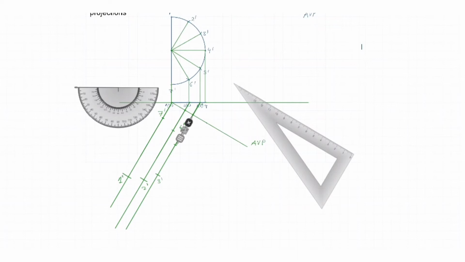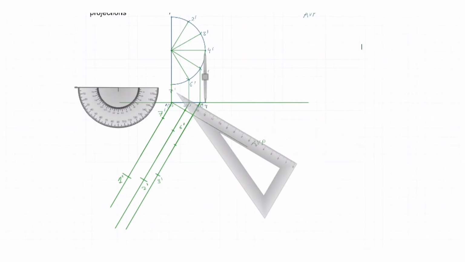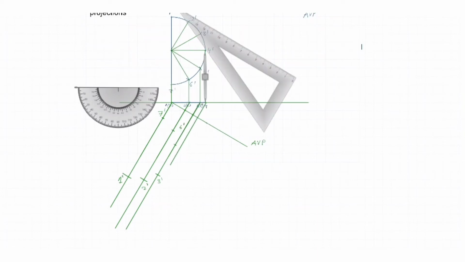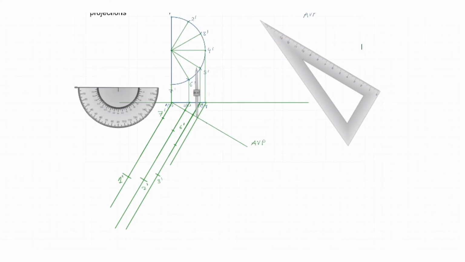Now the distance of the point 4 will be measured by keeping the compass here, and this will be the distance of point 4 dash. So before that, let me just draw a perpendicular projector from here. Yes. So then we will lift this compass, place its end here, and measure the 4 dash point. So this is the 4 dash, this is the 5 dash.